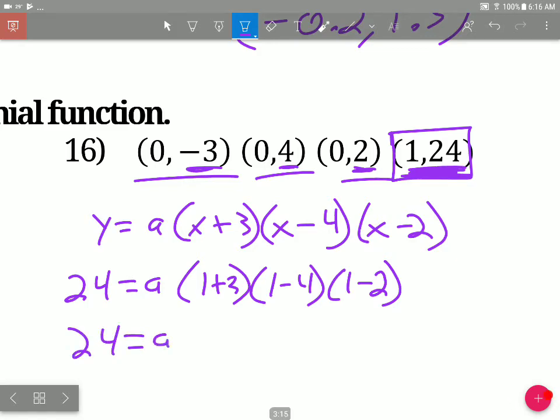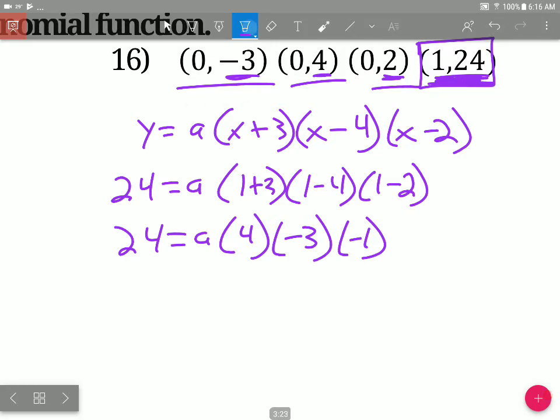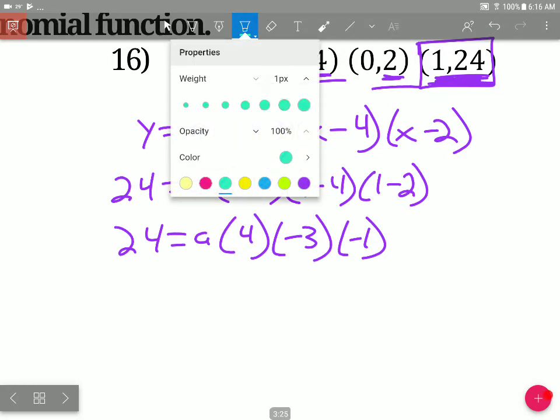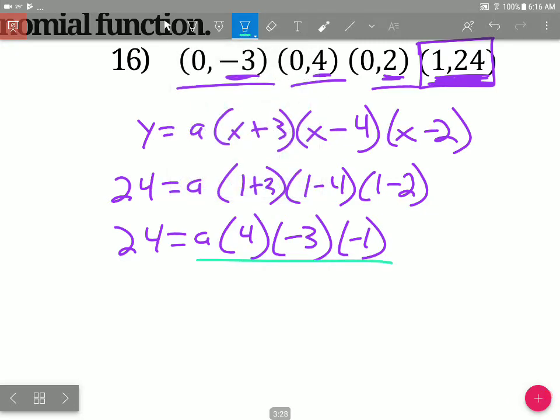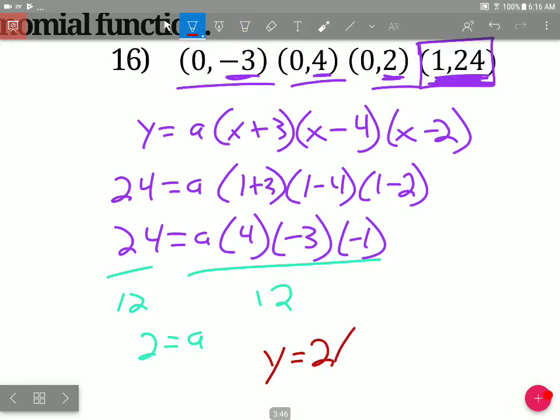24 equals a times 1 plus 3 is 4, 1 minus 4 is negative 3, 1 minus 2 is negative 1. So to get rid of all that, 4 times 3 is 12, 12 times 1 is 12, but I got 2 negatives, so it turns positive. So we're going to divide both sides by 12. So 24 divided by 12 is 2. So your final equation is y equals 2 times x plus 3, x minus 4, and x minus 2.